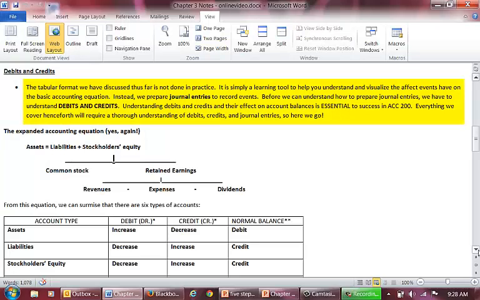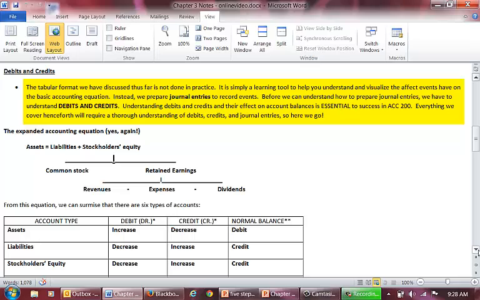This is part 2 of the Chapter 3 lecture series on journal entries. Let's get started. The tabular format that we learned in the previous video is not actually done in practice. It is simply a learning tool that is used to visualize the effects of accounting transactions on the accounting equation. In practice, we prepare what are called journal entries to record accounting transactions.